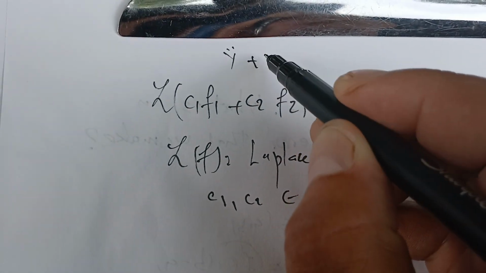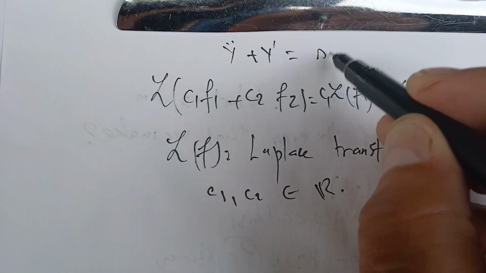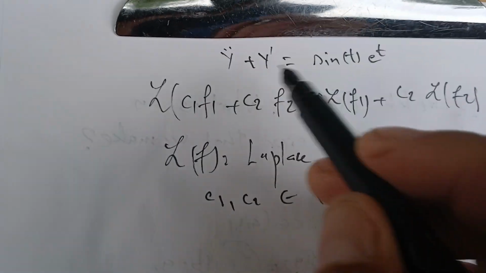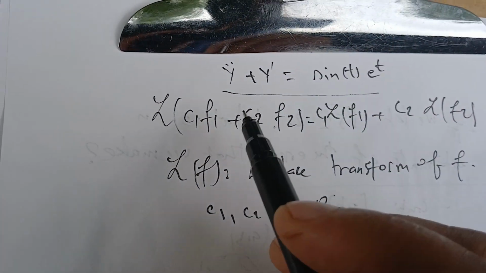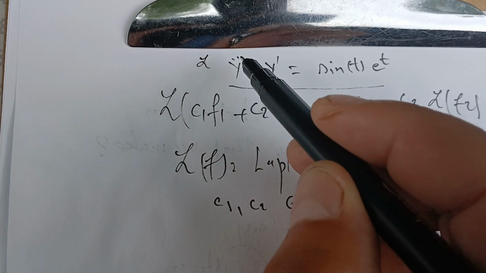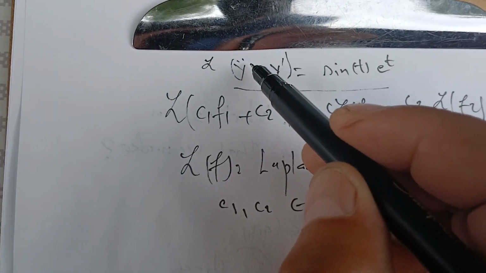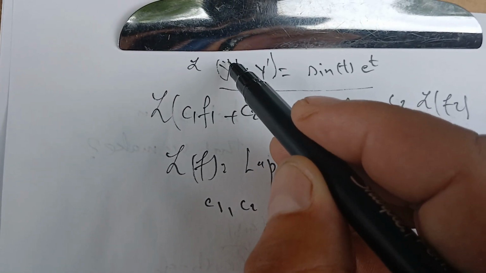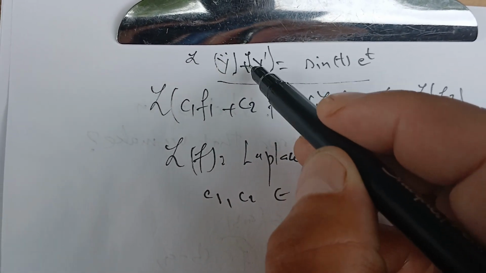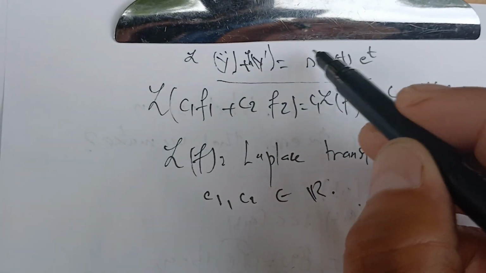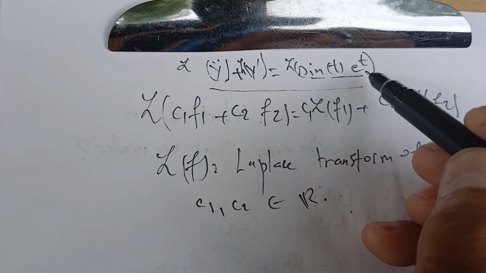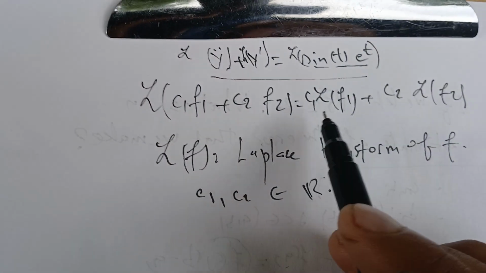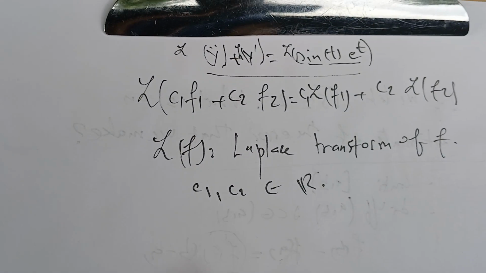y'' + y' = sin t e^t. Okay, and we want to solve this equation. Here we can take the Laplace transform of these two, and we can take them one by one. So we can take the Laplace of y'' and after that the Laplace of y'. And this one, this is a product. We're going to talk about that one later. Okay, so this explains why we need this.